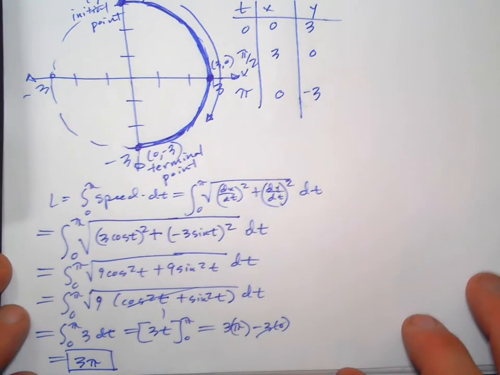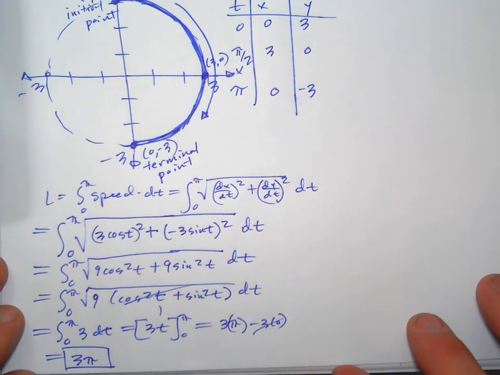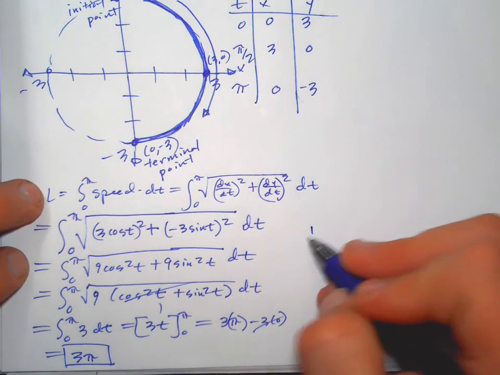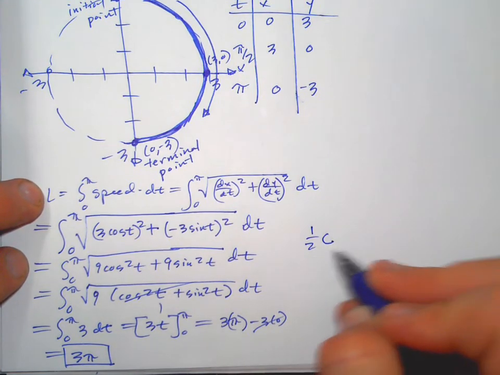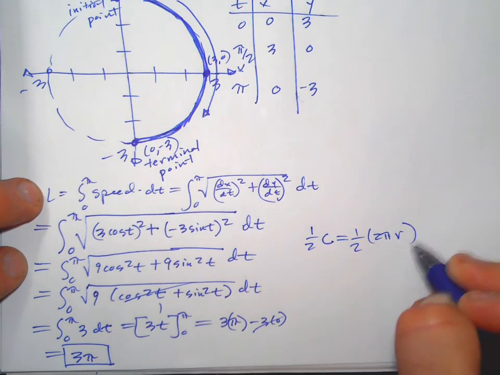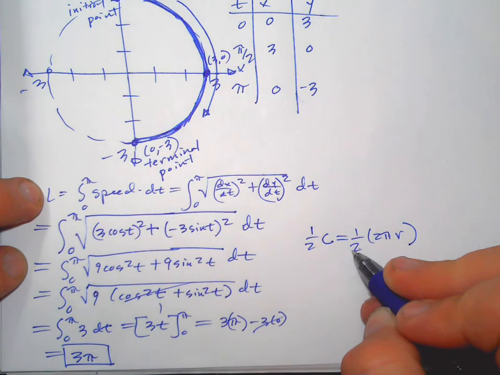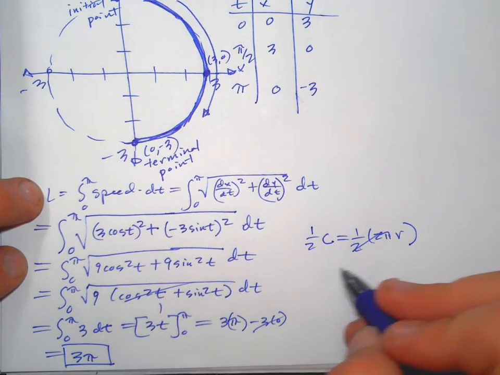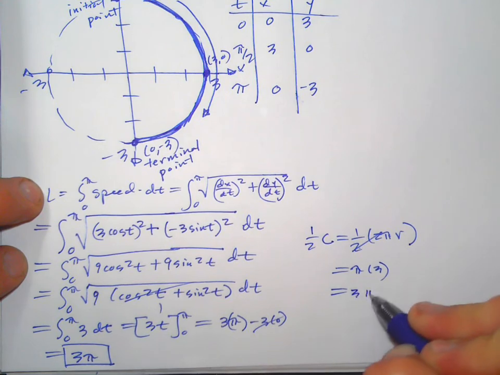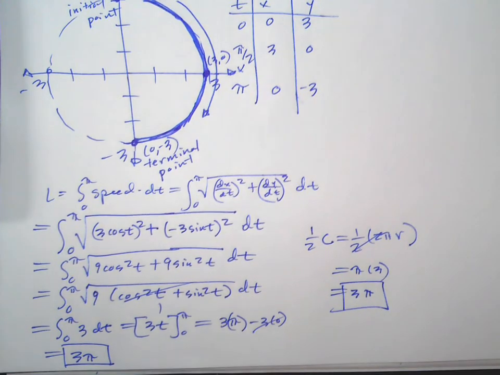Okay, how about if we use our old geometry formula, that this clearly is half the circumference of a circle, so half of 2 pi r. And the radius is 3. Hey, that works. I mean, that's usually not going to be something you can do, but there you go. All right.